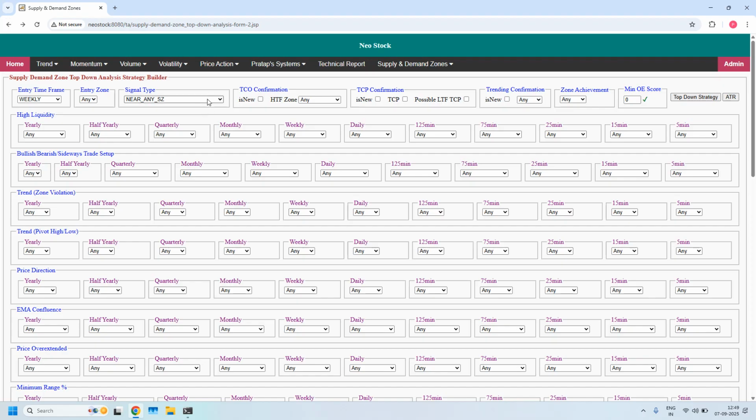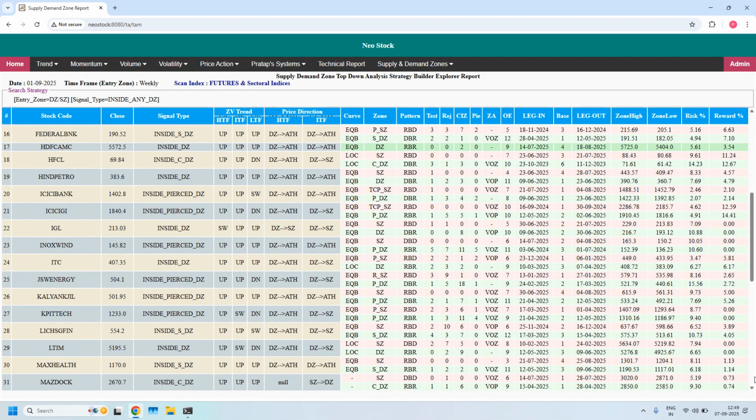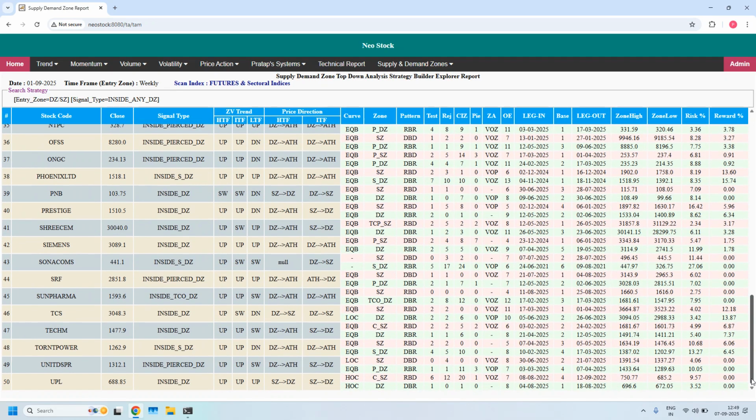Next, price closed inside the weekly demand zone. First 16 stocks in the list. Scrolling the list down. Total 50 stocks are filtered.